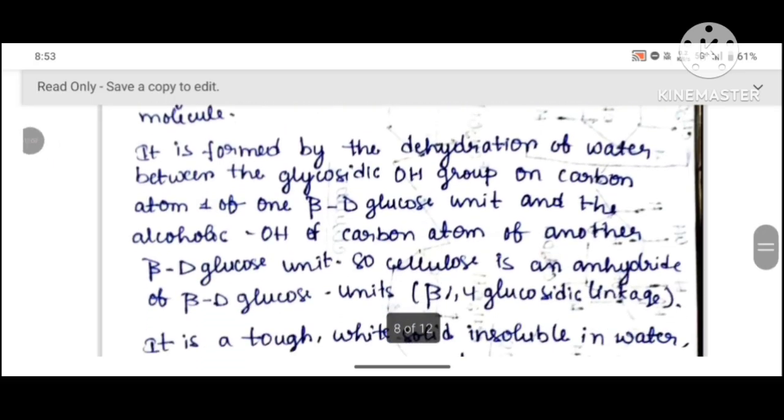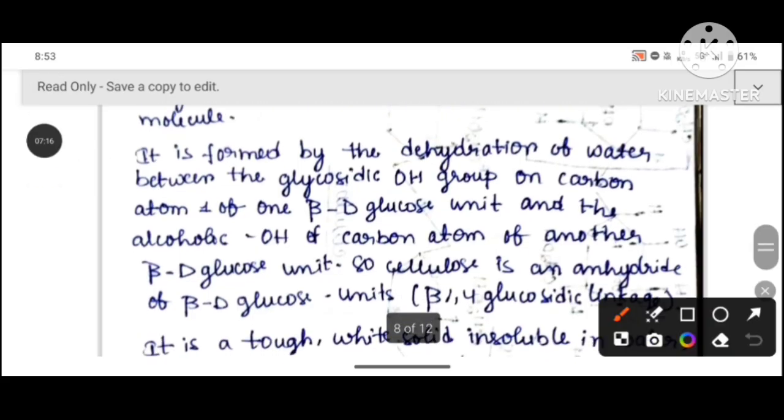It is formed by the dehydration of water between the glycosidic OH on carbon atom 1. So which kind of linkage is there here? Obviously, we know that whenever a glycosidic bond is formed, there must be a loss of a water molecule. This glycosidic bond formation is between carbon atom 1 of one ring and carbon atom 4 of another ring. That's why the beta 1,4 glycosidic linkage is present in cellulose.